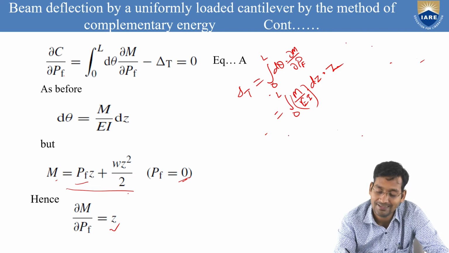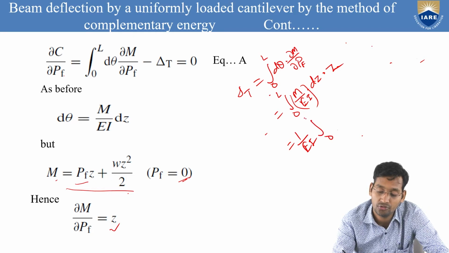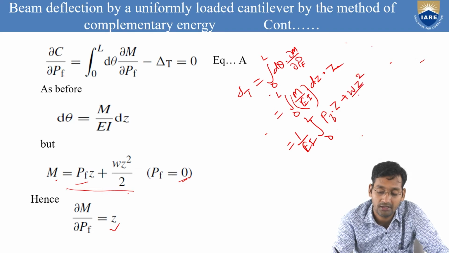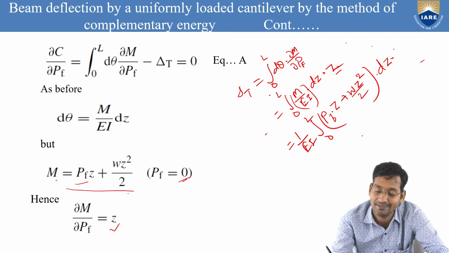Right. So let's first take 1 by EI as a constant. So 1 by EI constant is out of the integration, integration 0 to L. Now what is M? Replacing M with this one: Pf into z plus w z square by 2. This whole into dz, because M dz, so I've just replaced it with M, and this another z is left.